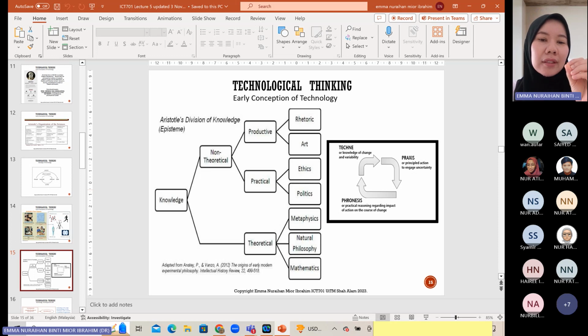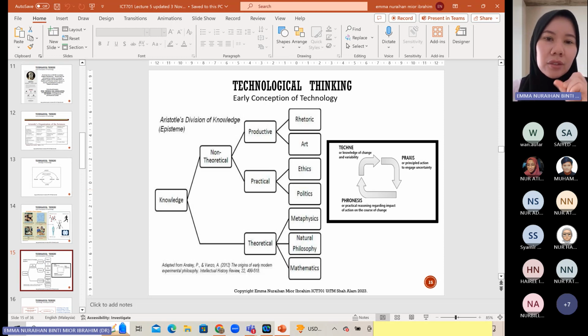So non-theoretical knowledge sometimes can also be part of contribution to the knowledge due to the practice, and then common recurrence patterns, how the knowledge is being built. So kadang knowledge is being built tu based on observation. So non-theoretical can be practical, for example, like ethics, art, okay, productive like rhetoric dan sebagainya, okay.